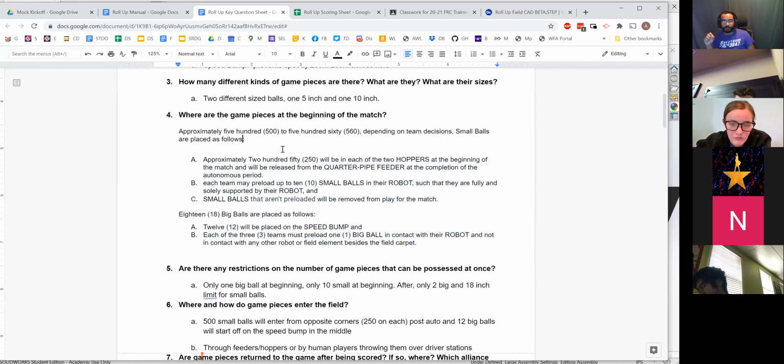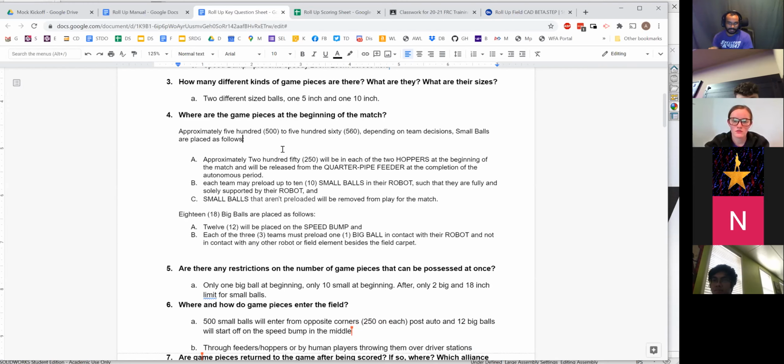There are a lot of small balls. There are about 500 to 560 small balls. Each team may preload up to 10 small balls such that they are fully on their robot. So you can't have the small balls only touching your robot. The small balls have to be fully within your robot. Any small balls that aren't preloaded just aren't part of the game for that match. So if no team preloads a small ball, there's only 500 total small balls for the match. If every team preloads all 10 of their small balls, there's 560.